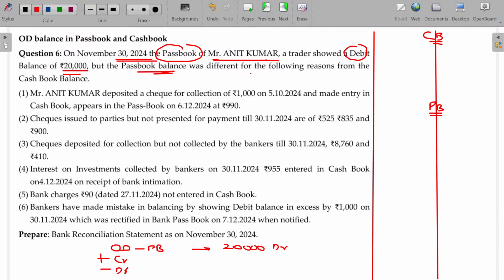The passbook balance was different from the cash book balance for the following reasons. Number 1, Mr. Anit Kumar deposited a check. So this is receipts and payments. This is receipt and this is payment. Anit Kumar deposited a check for collection, 1,000, and made entry in the cash book, but it appears in the passbook only at a later date. So we are supposed to prepare on which date? 30th November. So the collection happened later, but we have already posted it. Okay, so in the receipt side, number 1, check related, the value being 10,000.